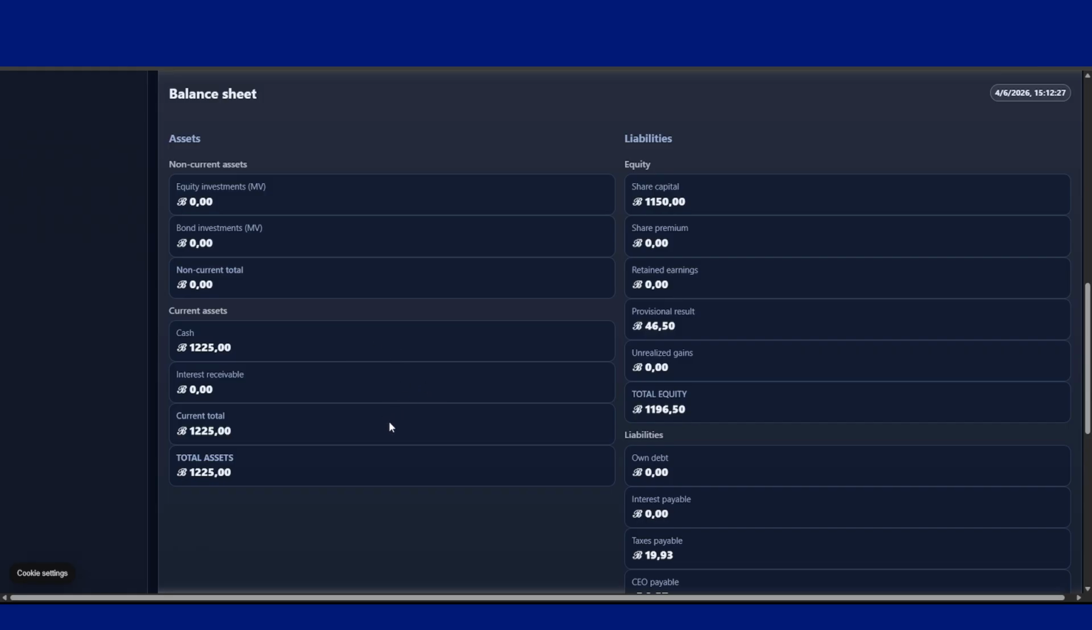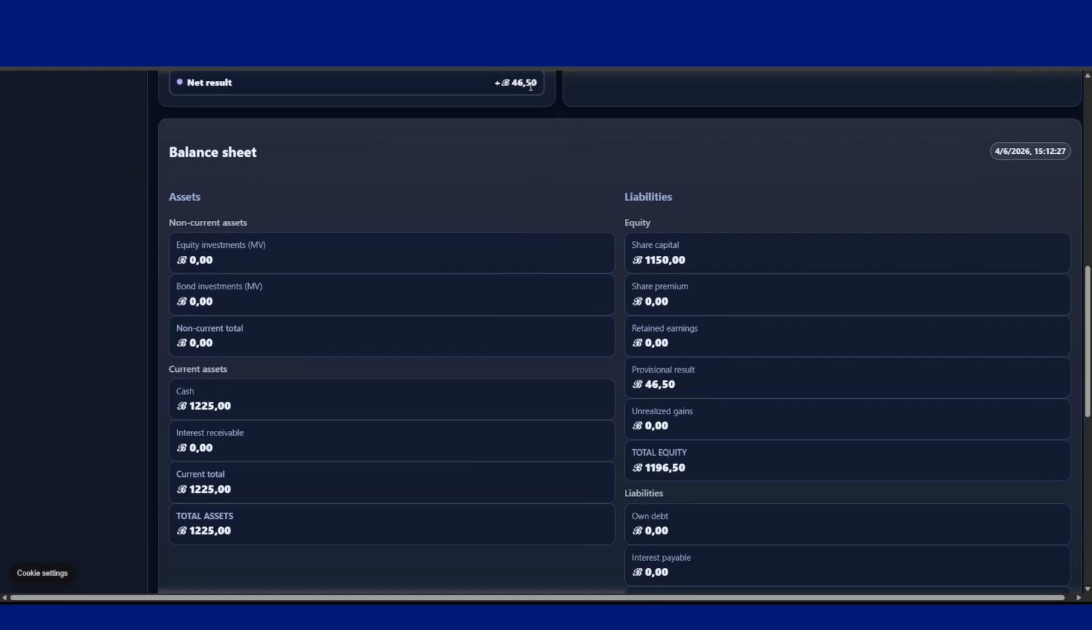Now let's look at liabilities and equity. Equity represents the company's own resources. Here, you will find share capital, capital contributed by shareholders if there is any, and accumulated reserves from previous weeks. You will also see the provisional result for the current week. In addition, unrealized gains will be displayed.